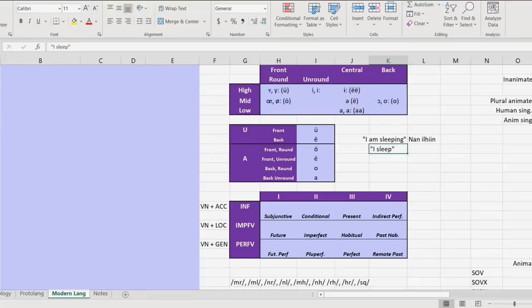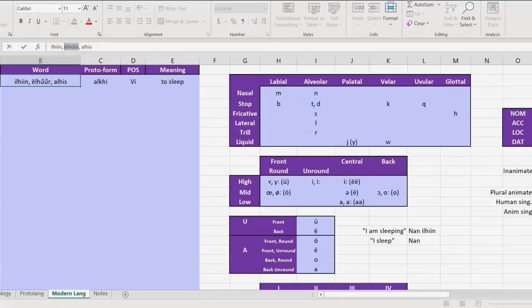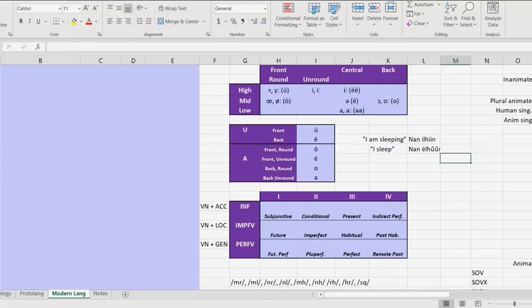Wonderful. Whereas to say I sleep, as in I sleep generally or customarily as a habitual action, the habitual still uses form 3, so that would still be nan, but it uses the imperfective form of the lexical verb, which in this case will be alhur. So I customarily sleep will be nan alhur.